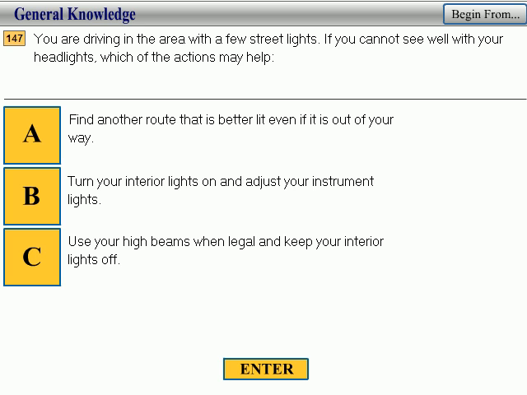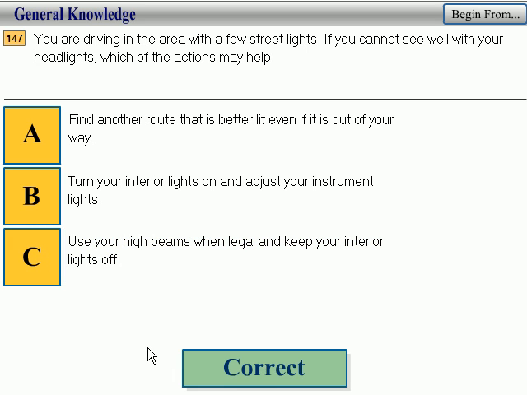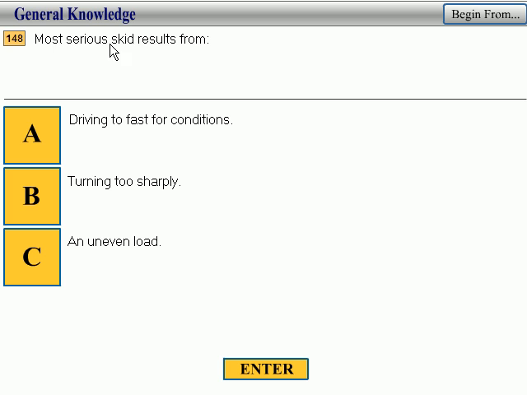Well, it says use your high beams when legal. So if it's not illegal to use them, that would probably be the best answer. So let's go with C. Let's see if they agree. That's correct, yes.